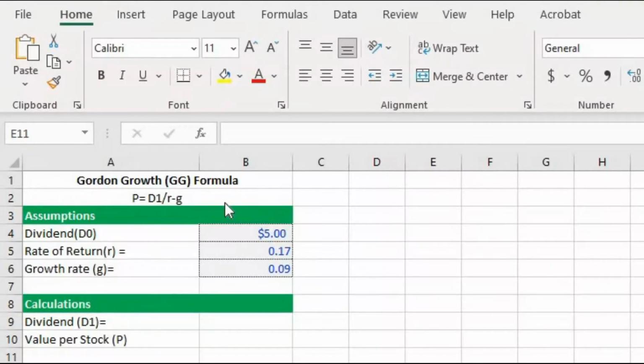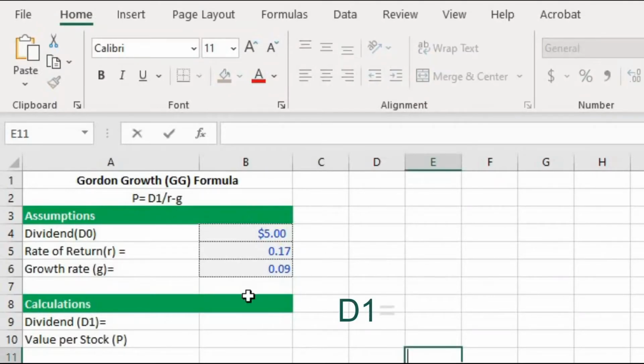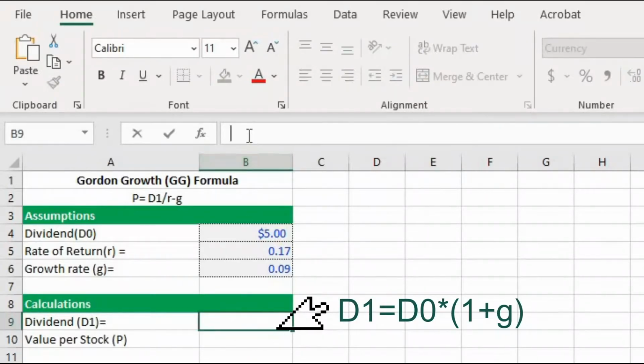All these values written in blue font mean that they are assumptions, and the ones written in black font are the ones that we are going to calculate. You will notice that the value for D1 is missing. So this is the first calculation that we are going to do.